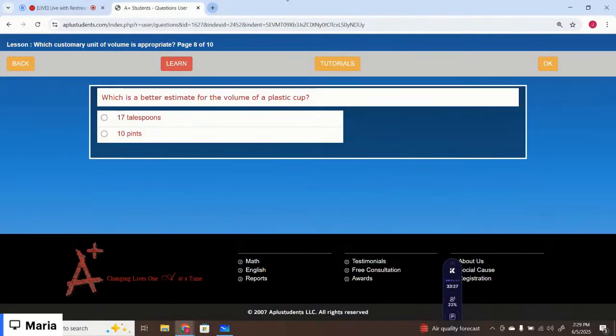Which is a better estimate for the volume of a plastic cup? So which is the correct option? A plastic cup would be 17 teaspoons.